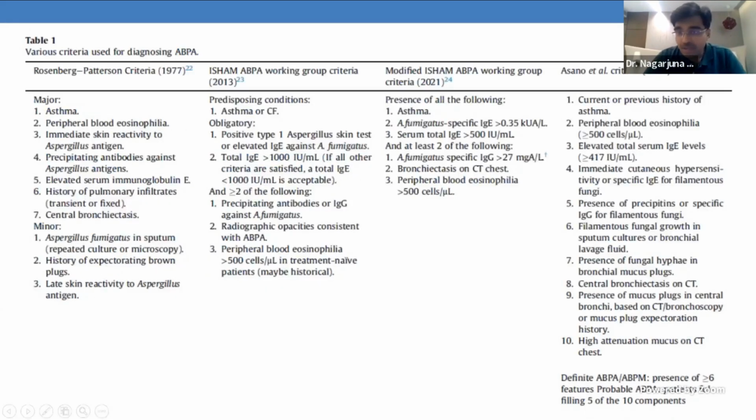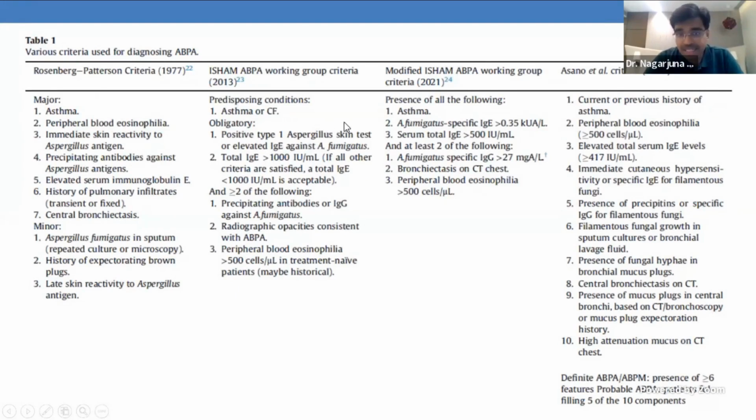So this is a summary of all the criteria proposed. A little congested slide, but I'll just quickly go through. The RP criteria were the original ones, which we won't be talking about. Then came the ISHAM. Then the modified ISHAM published in 2021. In 2024, we will have the ISHAM updated guidelines. So the differences between the ISHAM and the modified are 2. One is the cutoff for IgE. It has been brought down from 1000 to 500.